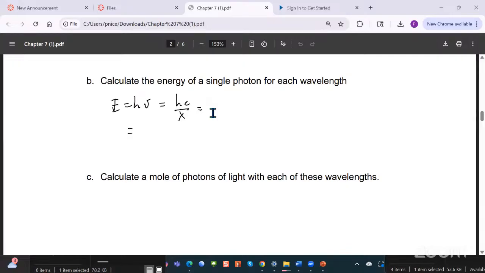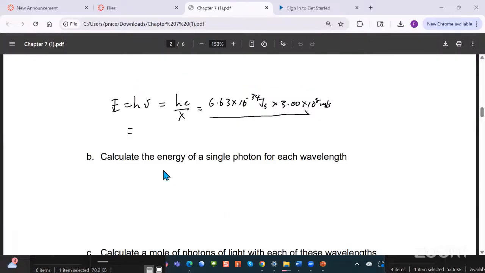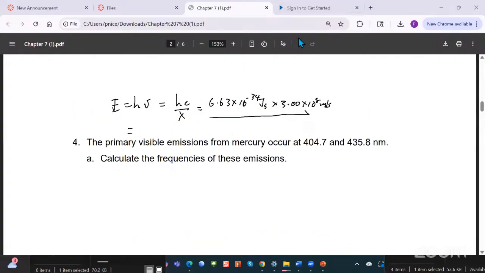Oh, come on, guys. You guys should know. Okay, so 6.63, I'm rounding it off, times 10 to the minus 34 joules second, multiplied by what's C? 3.00 times 10 to the 8 meters per second divided by the wavelength. And the wavelength is 404.7 nanometers.